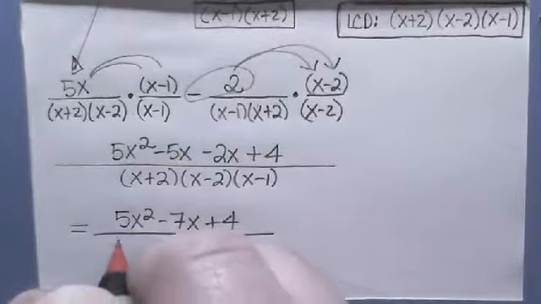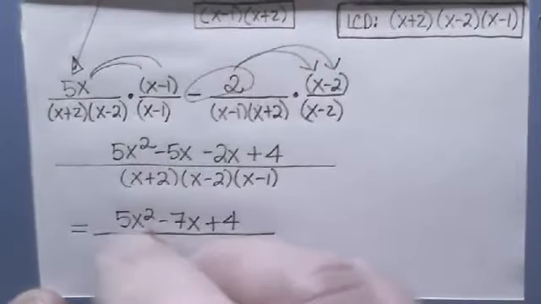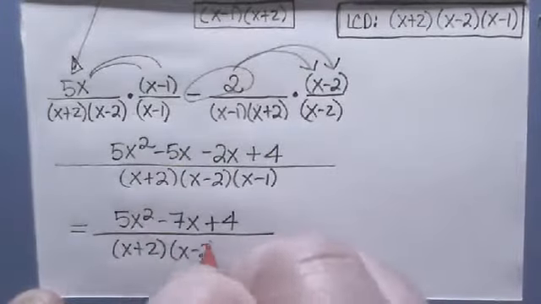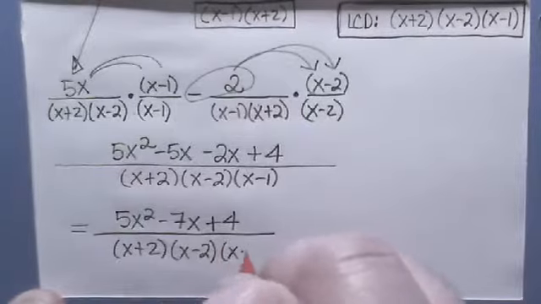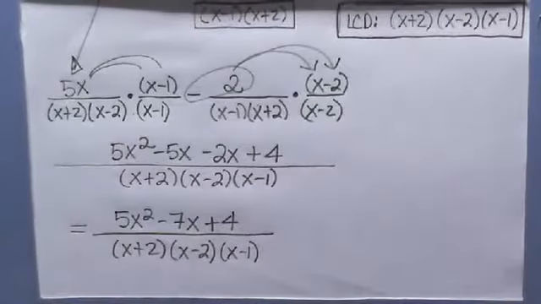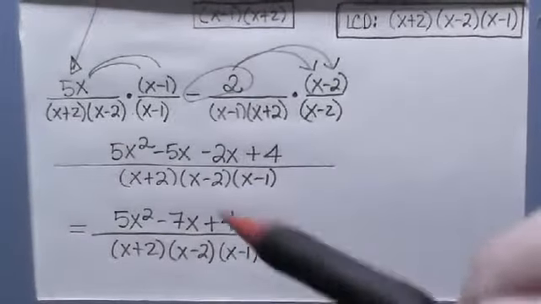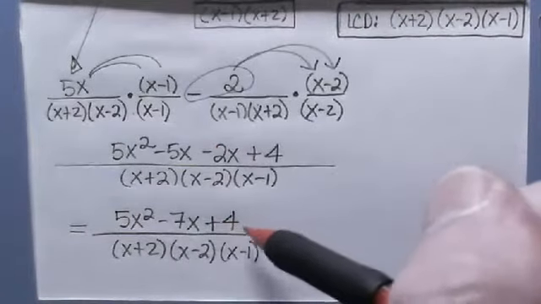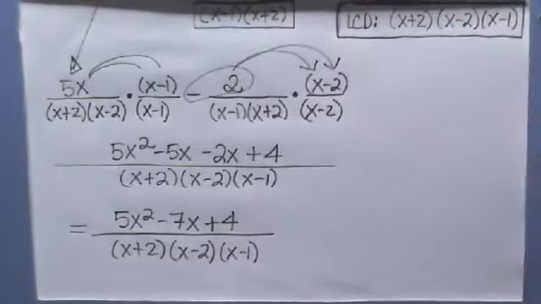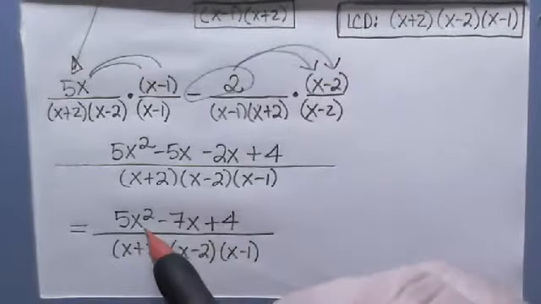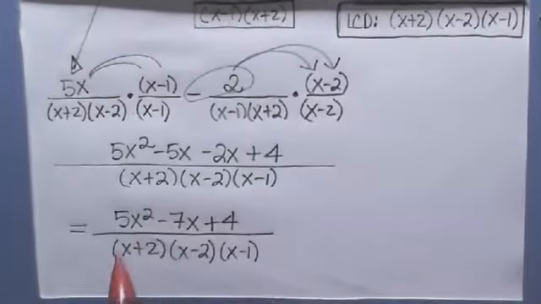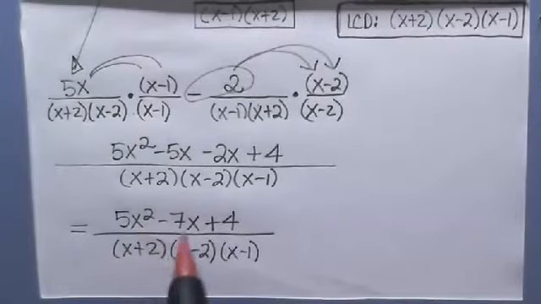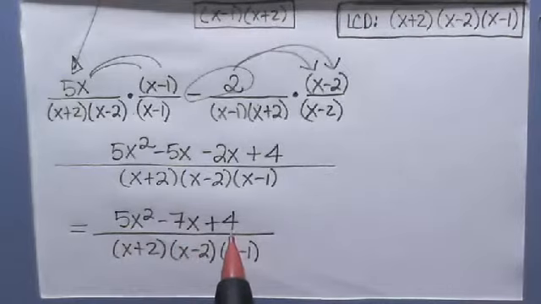And on the bottom I have x plus 2, x minus 2, x minus 1. Now, we're almost done. We just need to check if we can factor the top, because maybe we can factor the top and cancel somebody out. So let's go through the three questions that we need to ask. Question number 1, can I factor anything from all three terms? And the answer is no. There's no number that goes into 5, 7, and 4.